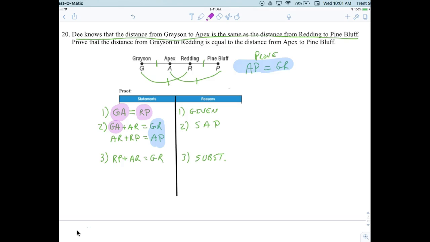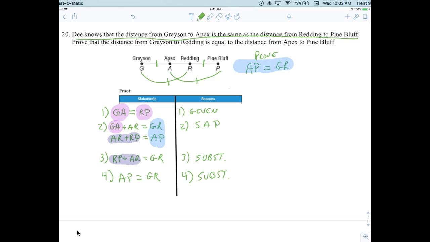Now I want you to see this. AR right here and RP. And AR and what? That's not that hard. So they are equal. So we can now replace RP plus AR with what? AP is equal to GR. Again, substitution. And look, until you do that on your own, it can be tricky. Just writing down what I'm doing is not helpful.